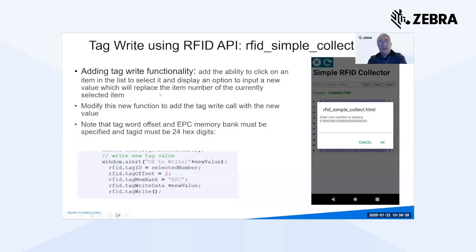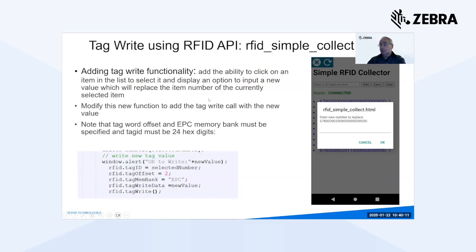If you want to add tag write functionality, then again, it's very simple. The JavaScript to do that, you can see here. So again, we just select the memory bank that we're writing to, tag offset, and then we specify the new value. So this would apply after you've read a particular tag, you can then rewrite that tag ID using this code. So probably not that common to need to do that, a lot of RFID applications are read-only, but if you do, then you would use the full RFID API in order to access the tag write functionality.